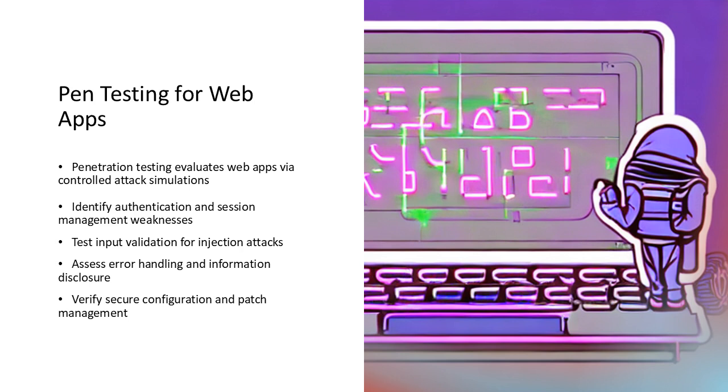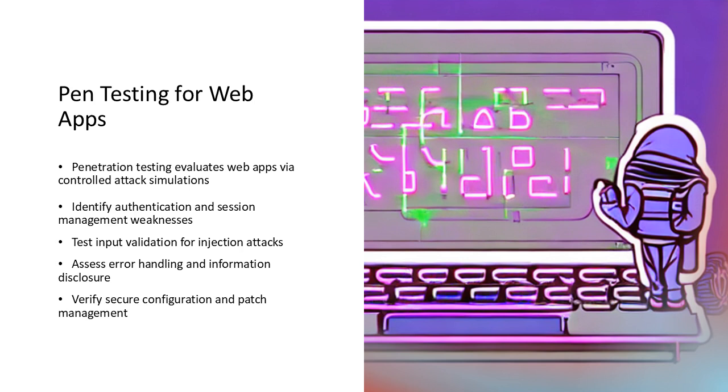2. Session management. They'll see if they can hijack sessions or access sensitive info, like sneaking in through an unlocked side door. 3. Input validation. They'll test for injection attacks, where they try to inject bad code into your app, like trying to send a fake key through the vault's mail slot. 4. Error handling. They'll see how your app handles errors or sensitive info disclosure, like finding out if the vault's security cameras are on.